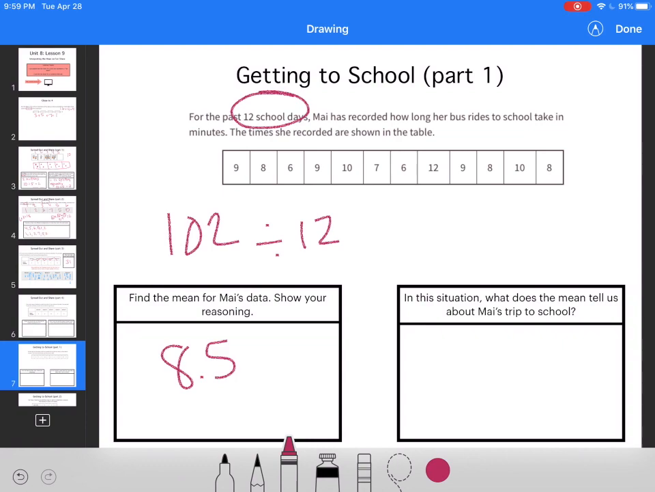So when you add up all these numbers, and then you're going to divide by how many numbers there are. So what does that tell us about Mai's trip to school? It takes about 8.5 minutes to get to school.